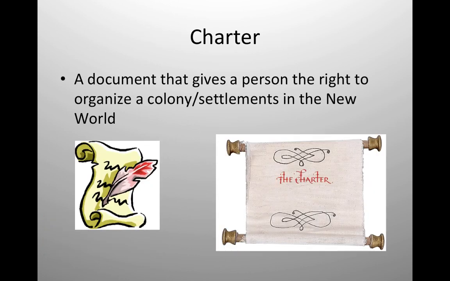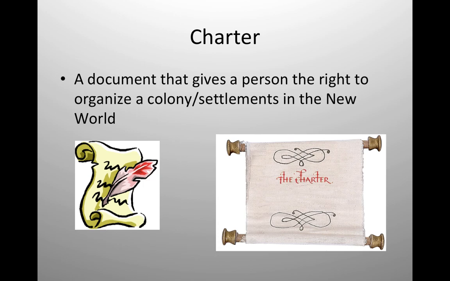So a charter is a document that gives a person the right to organize a colony or settlement in the New World. So if we think back to the Pilgrims again, the Pilgrims were separatists who were leaving England to come to the New World to form their own colony. Ooh, there's another vocab word, to form their own settlements. So they were coming to form their own town where they could practice the religion that they wanted and live life separately from the King of England and the Church of England. But in order to do that, you're going to need a charter.